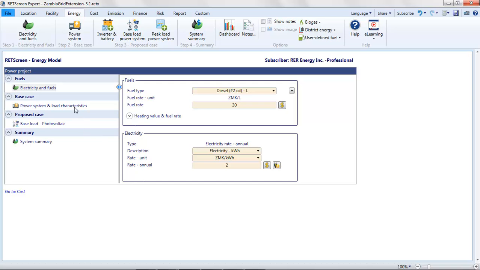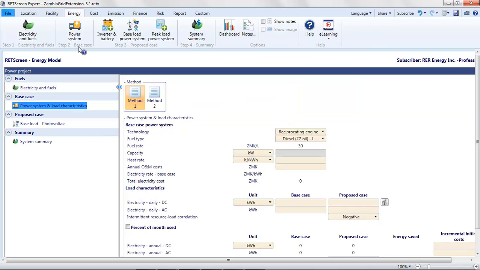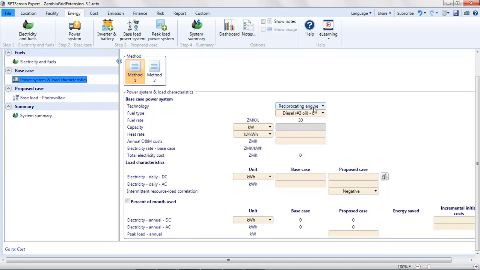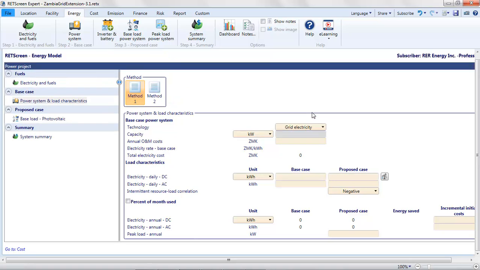Having done that, we go to the power system and load characteristics. That's step 2. Here we're looking at the base case power system, as well as the load. The technology being used to provide power in the base case is grid extension, or grid electricity here. So the capacity is a gray cell, meaning we don't have to supply it if we don't wish to, but we'll just assume that the grid can supply at least 150 kilowatts of power, which is the peak electricity requirement. In reality, the grid would be able to supply much more than that, obviously. For the annual O&M costs, we have an assumption of 20,000 kwacha per year.